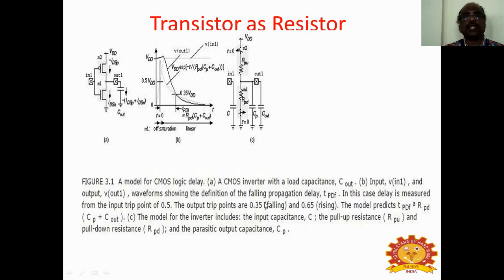The propagation delay is measured from the input trip point 0.5 to the output trip point 0.5. The output is also measured between the 0.35 and 0.65 points. Then there are two types of resistance present in the transistor, called the R pull-up resistor and the R pull-down resistor, and there is a parasitic output capacitance and an inverter input capacitance C.